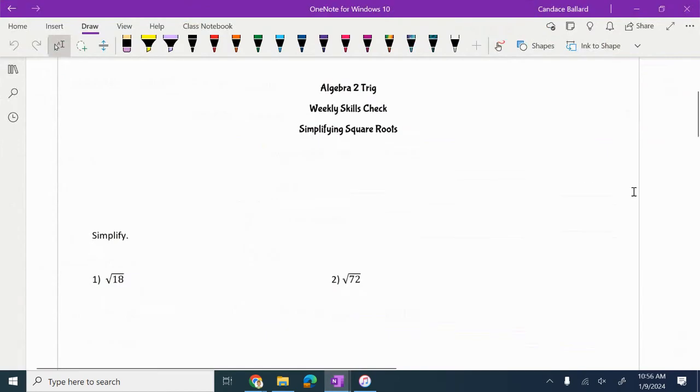Everybody found the square numbers? Okay. All right, so either side of the room, the square numbers are listed.